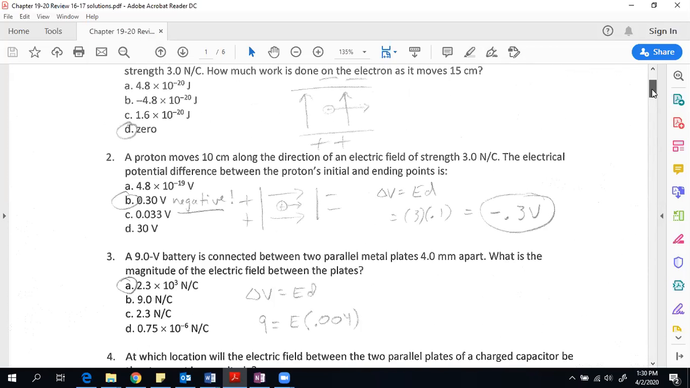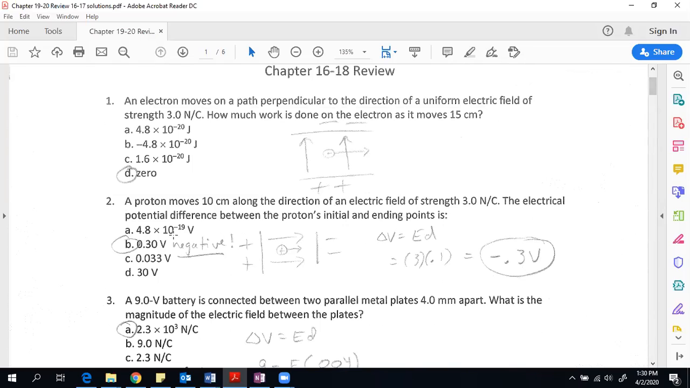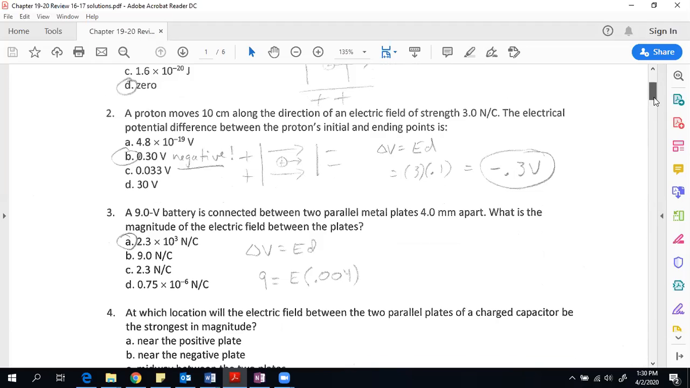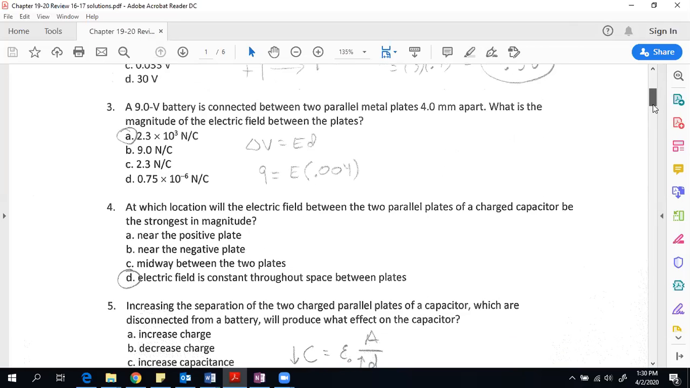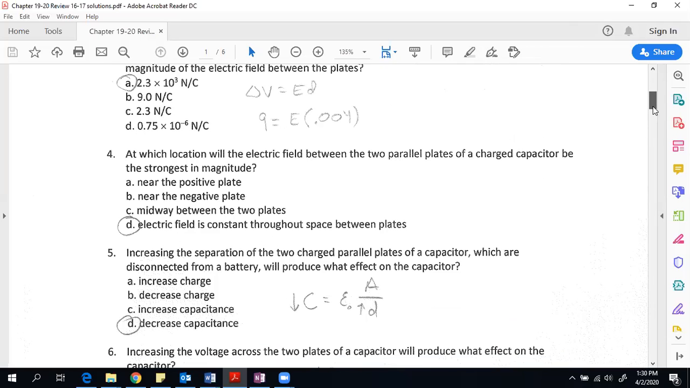I'll just skim through this, but number 2, the answer is 0.3 volts, but it should be negative. That's a typo in there. Maybe in your copy I fixed that, I don't know, but that should be negative. Here we're talking about charges moving in electric fields. Like I said, you're gonna have to do at least one of those. It's kind of a similar thing.